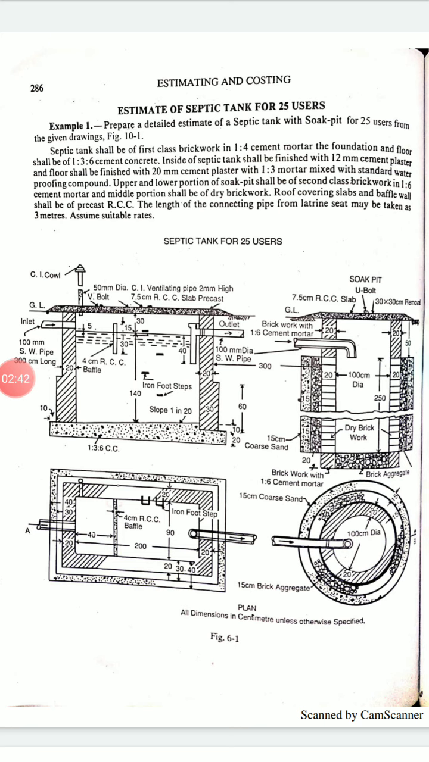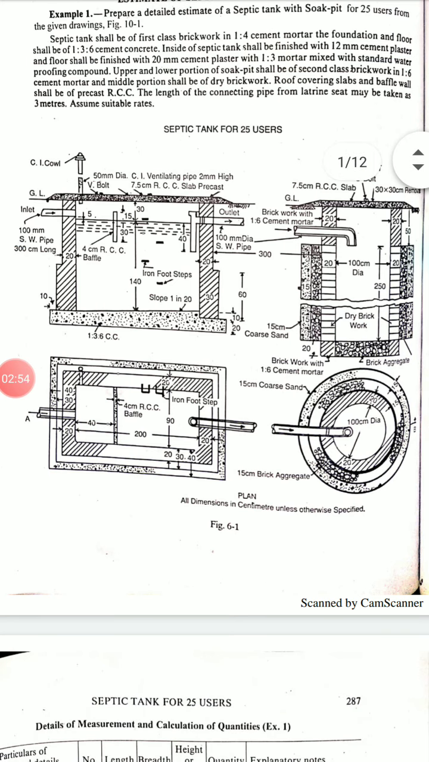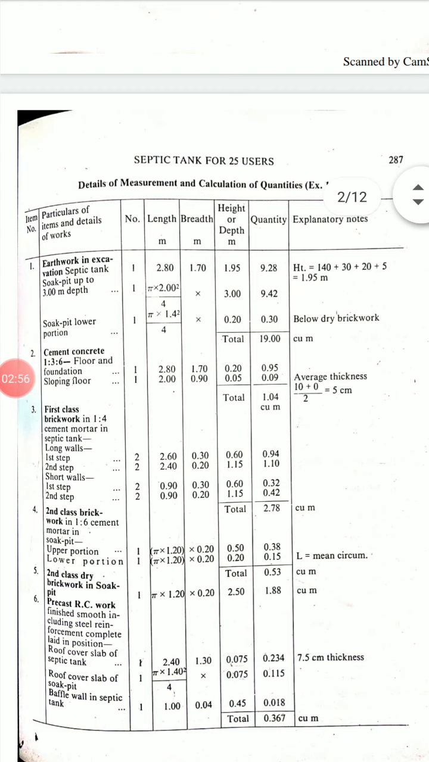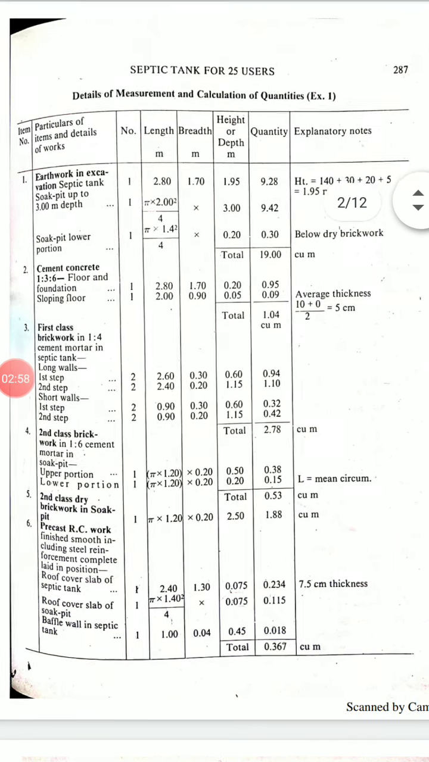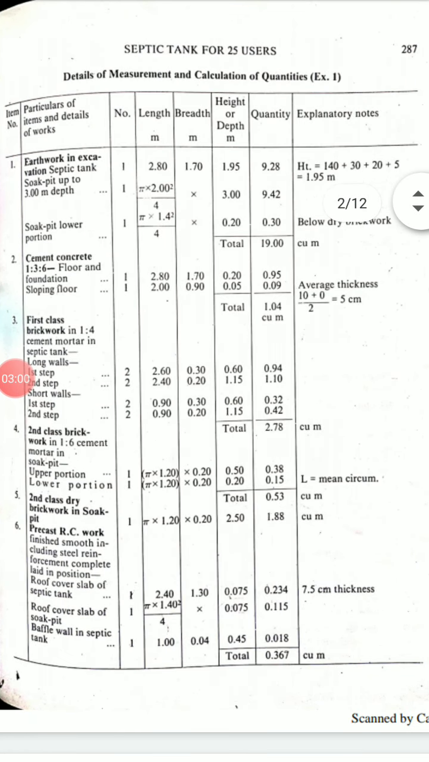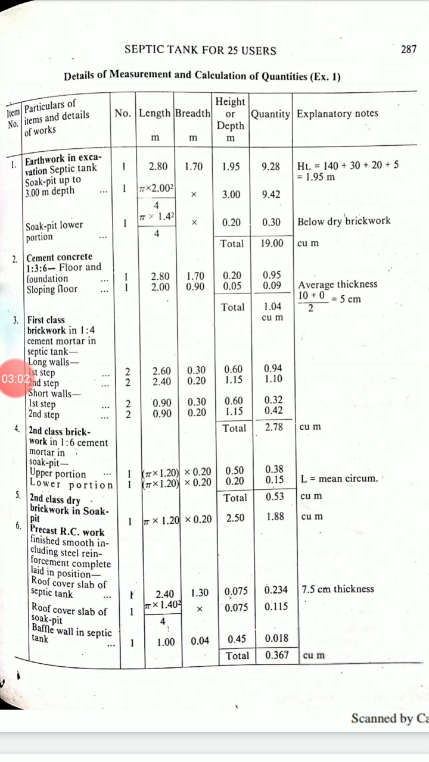The length of the connecting pipe from the latrine seat may be taken as 3 meters, and the remaining data you can assume. Let us start with the problem. As usual, the first item will be the excavation. There are two drawings, one of the septic tank and the other of the soak pit. So first you take the septic tank.